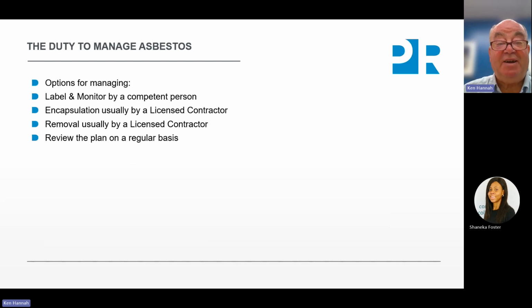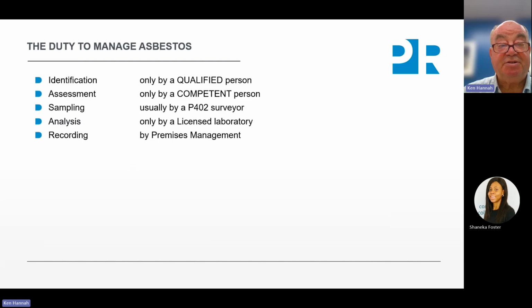The options for managing asbestos, if you don't have it removed, such as having it encapsulated, mean that it must be labelled and monitored by a competent person. It's usually in yellow with warning signs, and any yellow sticker in a building tends to indicate the presence of asbestos. It has to be encapsulated, usually by a licensed contractor, or removed by a licensed contractor, and you must review your plan on a regular basis.